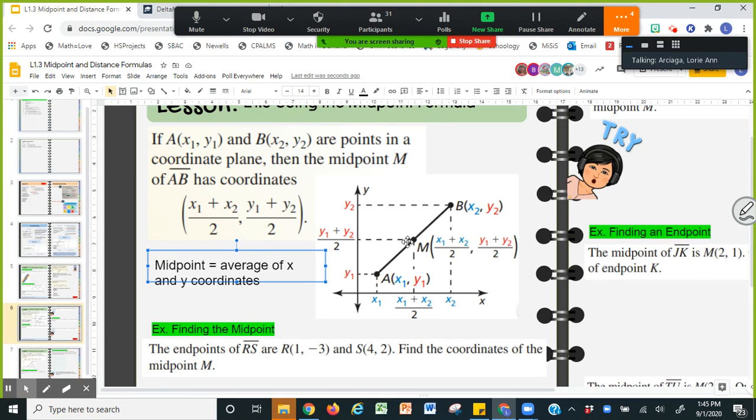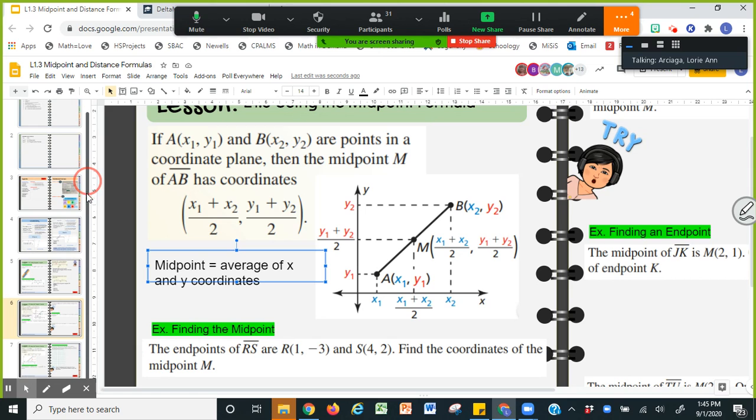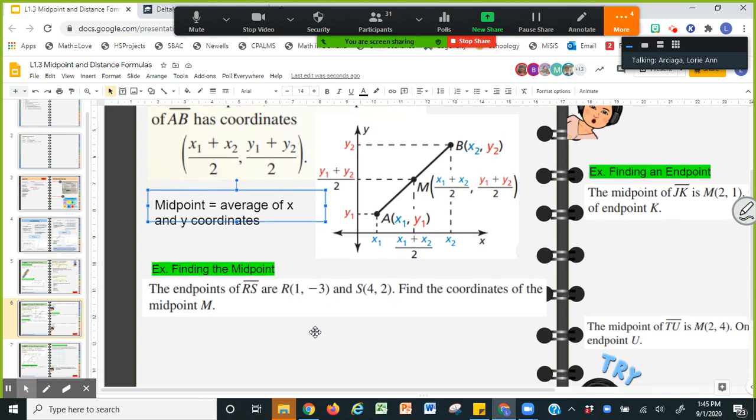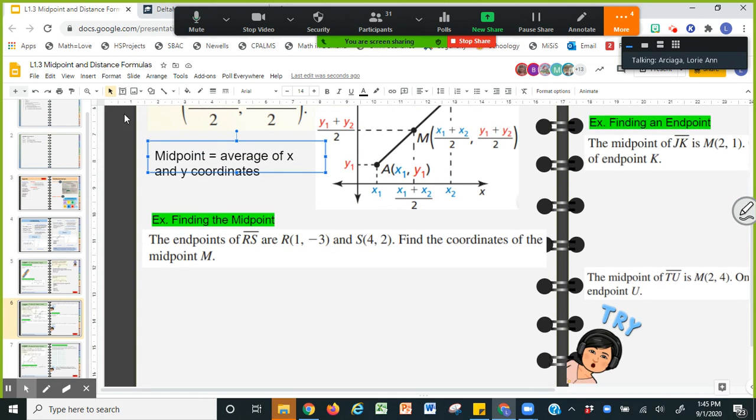Okay, so this formula says, just add the first numbers, or the x coordinates, together and then divide by 2. And then add the y coordinates together and then divide by 2. Let's see if we can apply that formula to the first example here at the bottom. It says find the midpoint. So let's make a text box to do that.